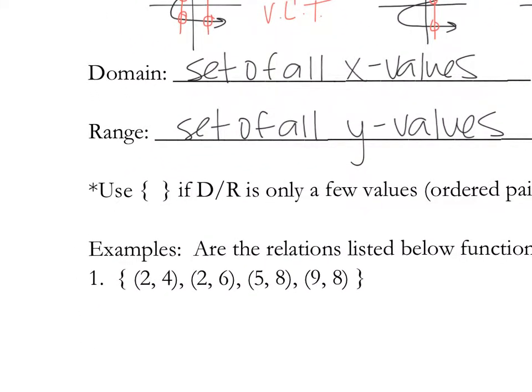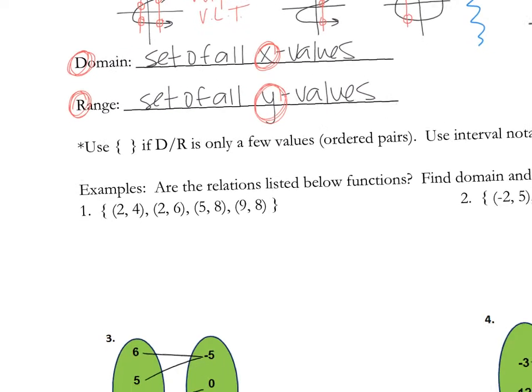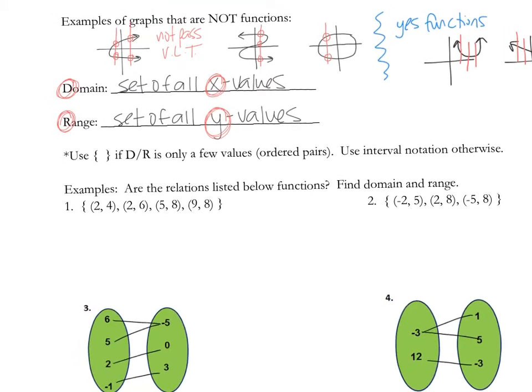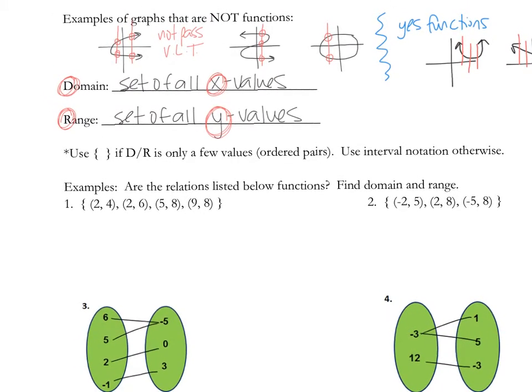So what I like to do is think about alphabetical order. D comes before R, and also X comes before Y when you're alphabetizing, so that helps me remember the domain is the X values and the range is the Y values. Just a little tip for you there. Okay, and what we're going to be doing is practicing writing domain and range, looking at a graph and looking at ordered pairs and telling what's the domain and what's the range.